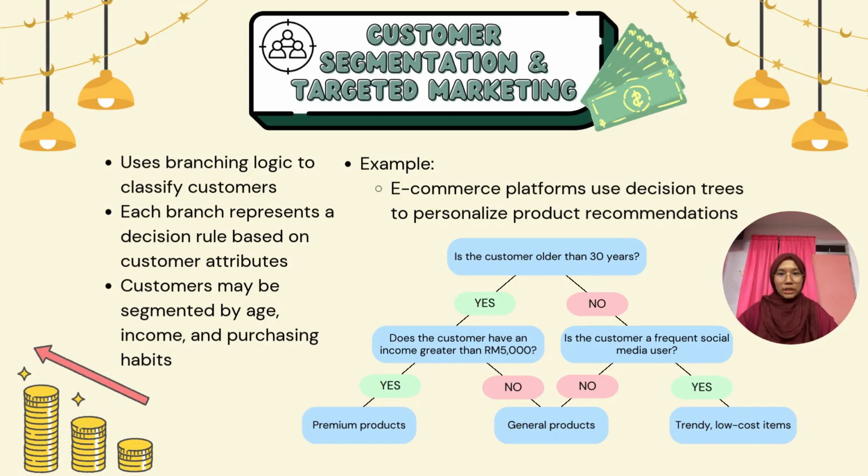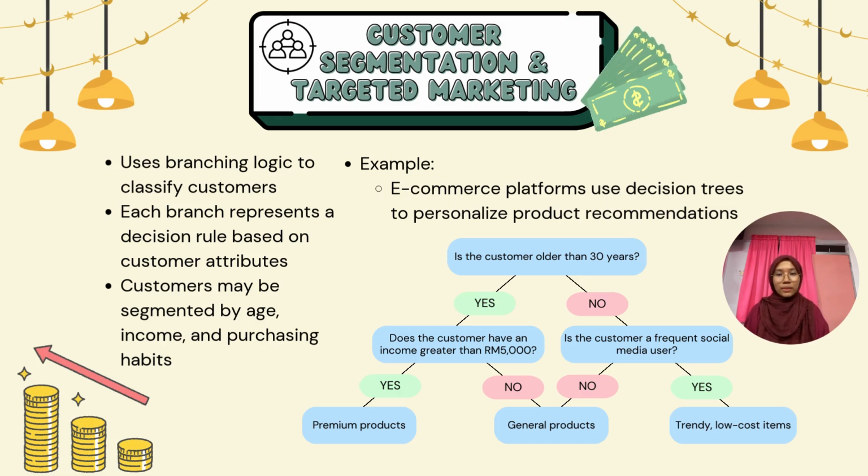For the first application, it's about how decision trees help businesses segment their customers and create targeted marketing strategies. Customer segmentation is when the business groups their customers based on behavior, demographics, and preferences. This will help them identify patterns and target the right audience. So, decision trees work in marketing by classifying customers step by step, and each decision is based on factors like age, income, and social media activities.